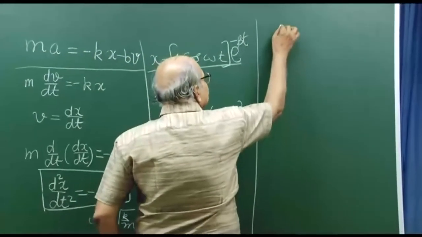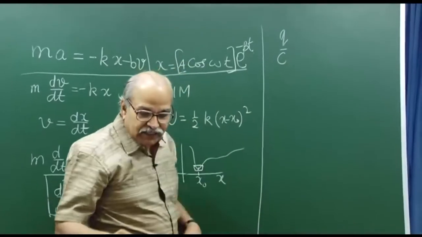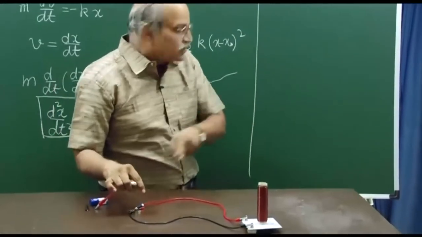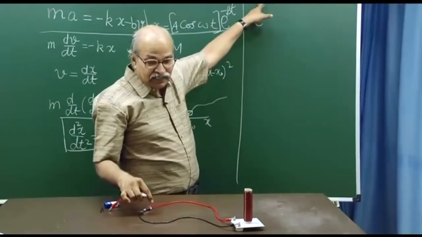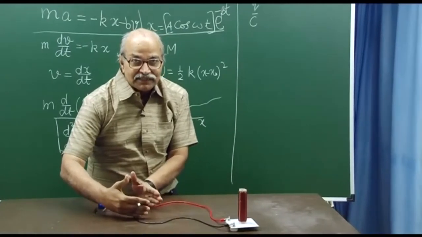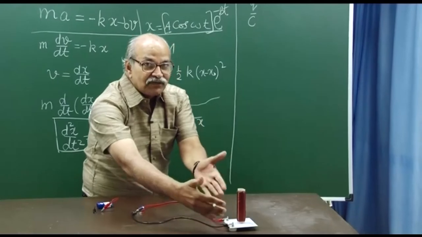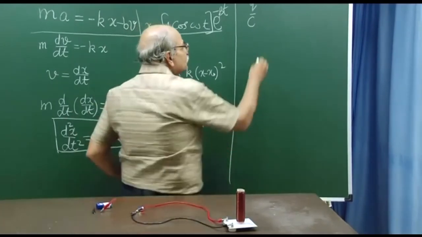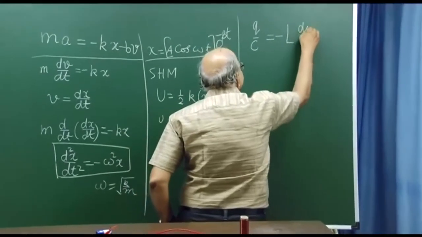Q by C, what is that Q by C? Q is the charge on this capacitor, Q as a function of time, and C is the capacitance. So this is the voltage here at the ends of the capacitor. And what is the corresponding part on this solenoid which are connected? This will be minus some constant times di dt.